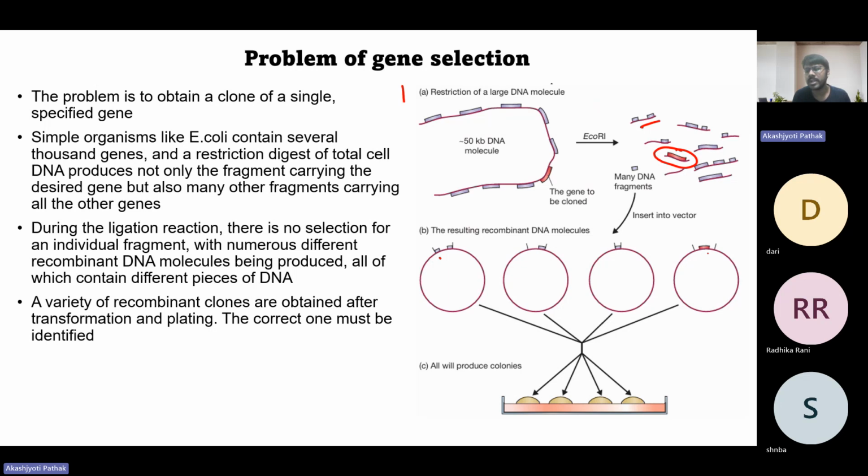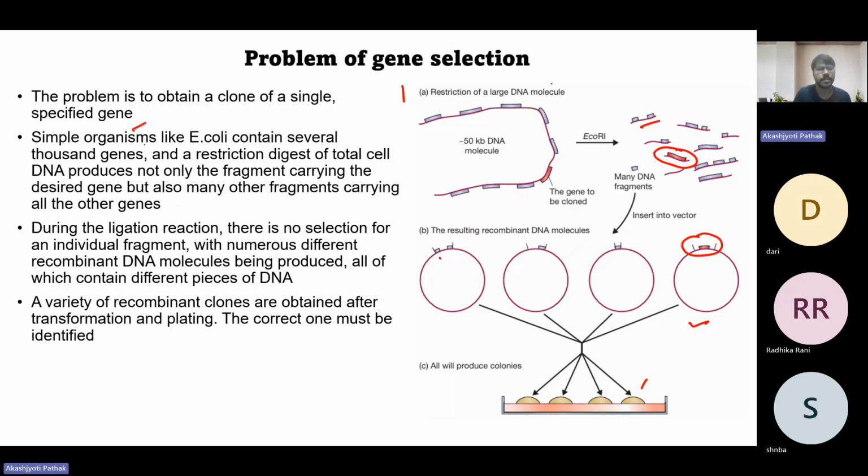Now you want this fragment of interest, but your gene of interest is present in this particular vector. So out of all these different recombinant plasmids, you have to screen which of the colonies that you are getting has the plasmid with your gene of interest. That is what is mentioned here. The problem is to obtain a clone of a single specific gene.